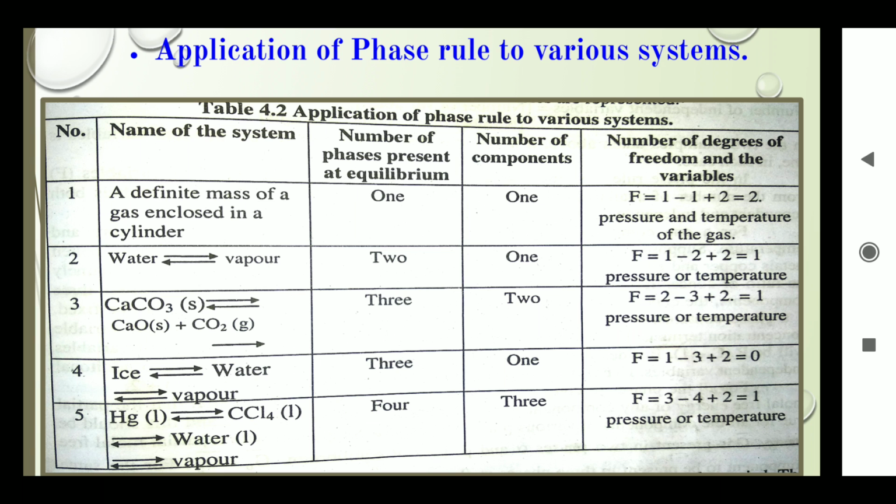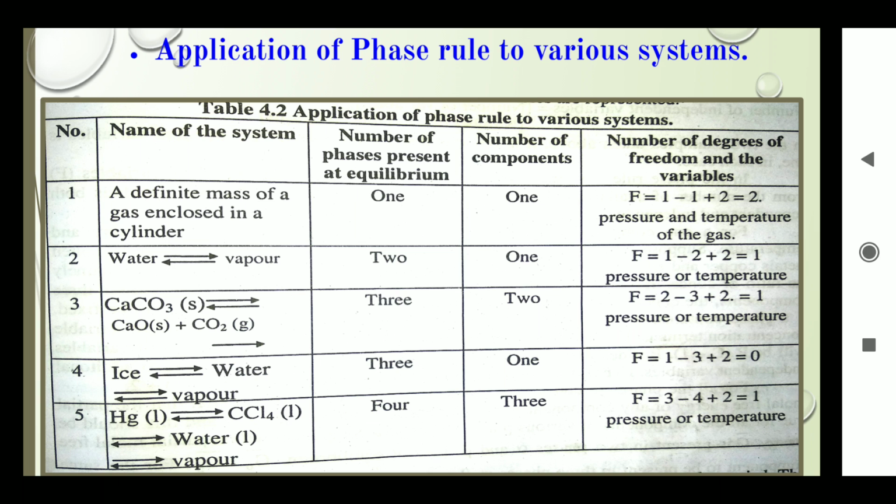So what is the degree of freedom? F = C - P + 2. Component 1, phases 3. So 1 - 3 + 2 = 0. This means when 3 phases are in equilibrium, the number of degrees of freedom must be 0. No variable. It means pressure, temperature and composition all remain the same.